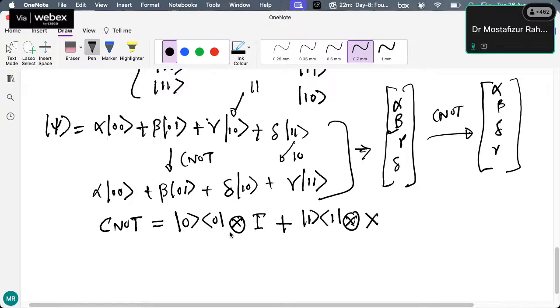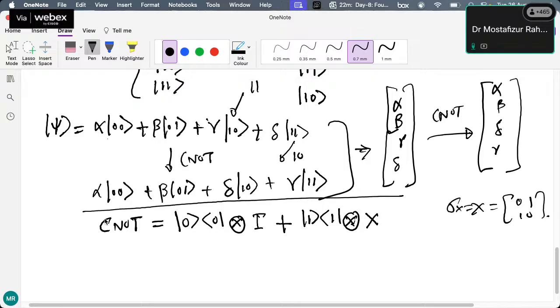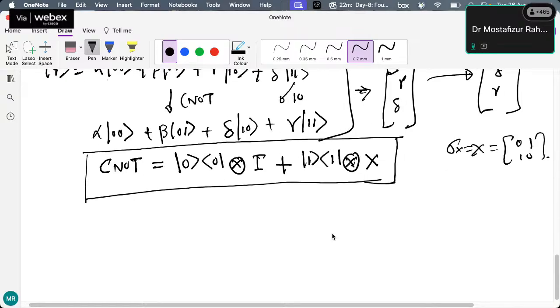So the definition is the 0 0 outer product tensor product with the identity matrix, plus the 1 1 outer product tensor product with the NOT gate, the Pauli X gate. This is basically equal to 0 1 1 0, right? So this is the definition of the C-NOT gate in this particular form: the controlled NOT representation in the outer product or tensor product form. This is one particular quantum gate, and it looks like this. If you start with 2 qubits, say 0 0, and it can be 0 0 or 1 1, whatever it is, the operators look like this. Okay, this is the C-NOT gate representation.